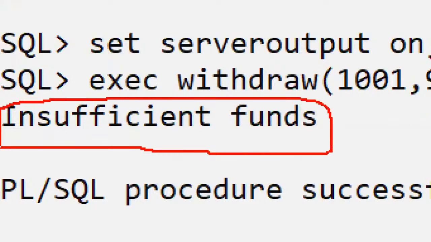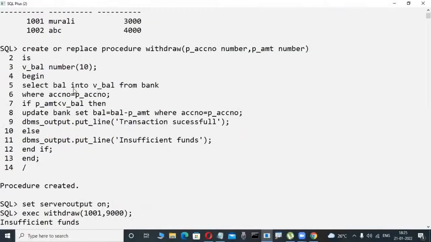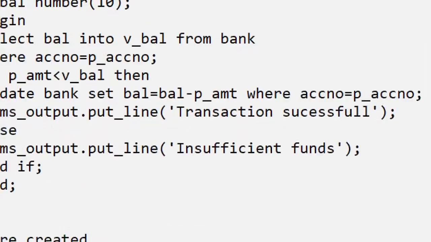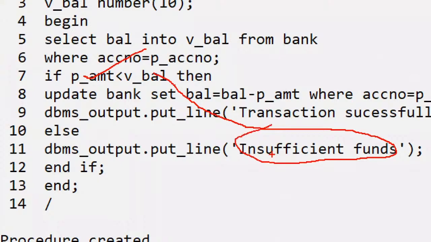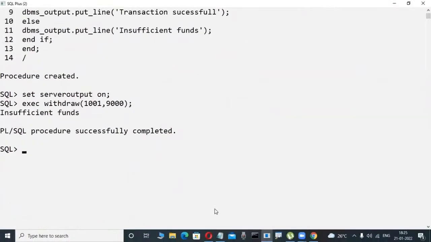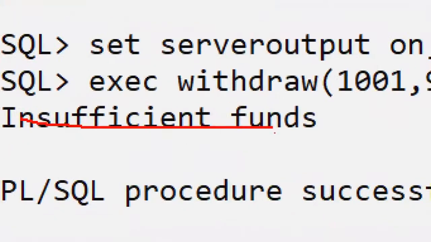How is it possible? This coding is executed. Whatever I'm writing, that is executed. Your amount is more than the available balance. That's why "insufficient funds" only. It will display the message or not. Yes. Now, suppose here, for example, observe the logic. The message "insufficient funds" will be displayed or not?